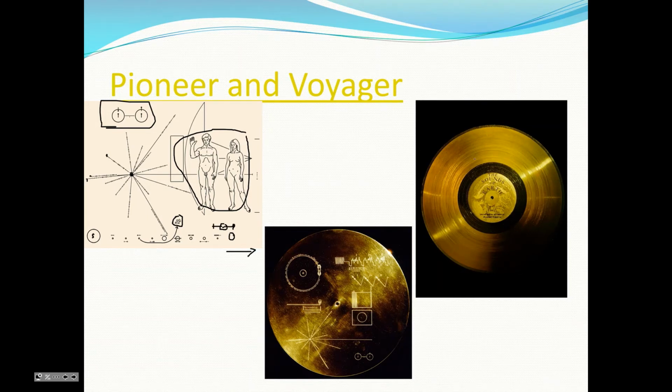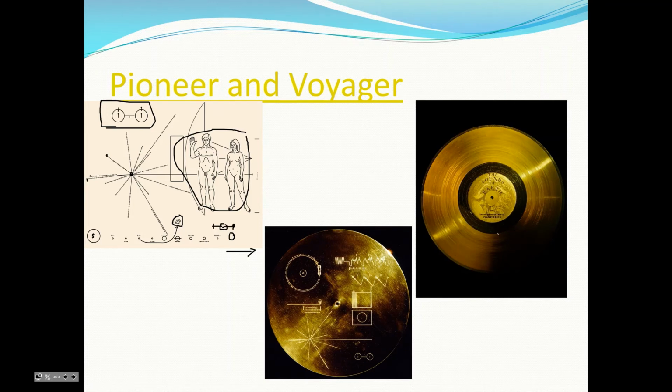But on this record, they have sounds from Earth, so they have music from all sorts of countries. They have sounds of animals, sounds of whales, sounds of big cities, so that if these aliens found this, they could hear the sounds of Earth and see what it was like. They also included a record needle and a pin, so that they can use it and hear the sounds. Also encoded in here are pictures. You can encode pictures on a record, and if they were able to decode it, they'd be able to see pictures of Earth as well.